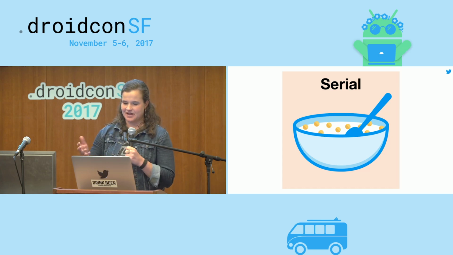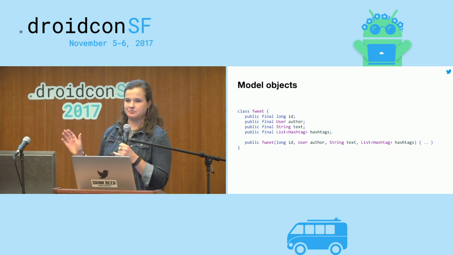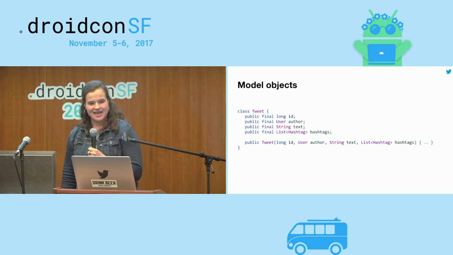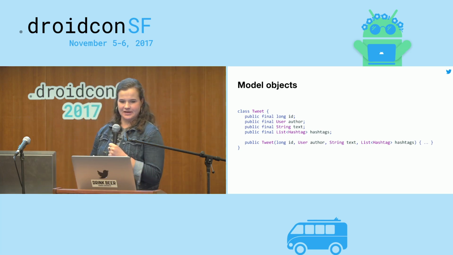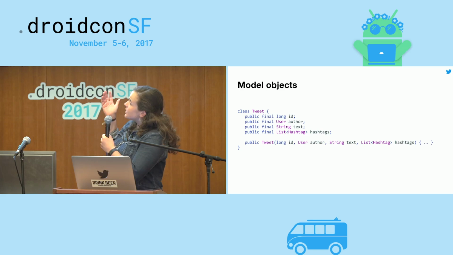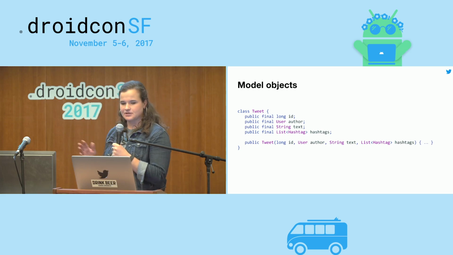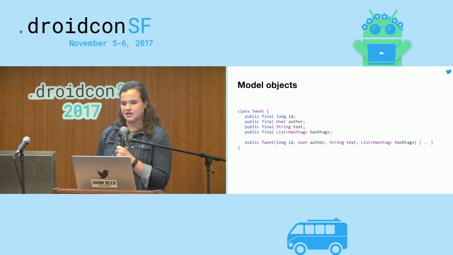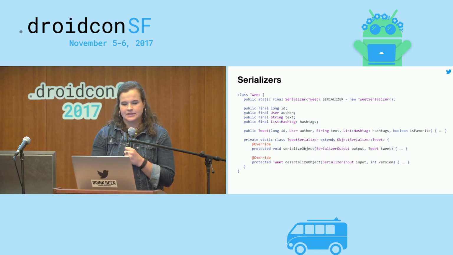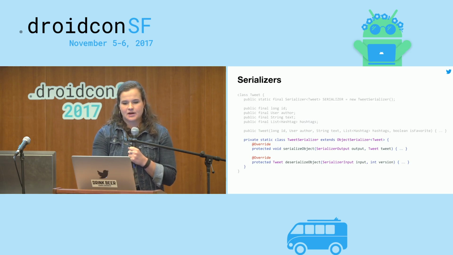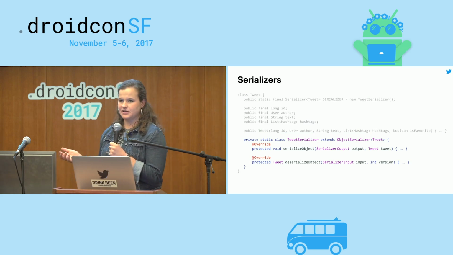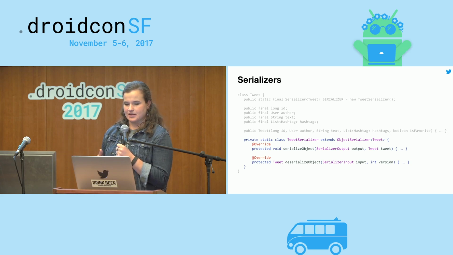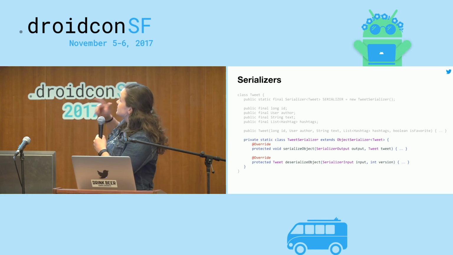So if we look at a model object like the tweet, I'm going to use a much simpler version of the tweet than what I showed you at the beginning, because that's way too many fields. Here we have some simple fields. We have an ID, and some object fields like a user, that's the author. We have a list of hashtags. Pretty straightforward. So how we want to serialize this object is to define what's called a serializer. You can see at the bottom here, we created this object serializer of a tweet. And it allows us to define how to serialize and deserialize that object in these two methods, serialize object and deserialize object.